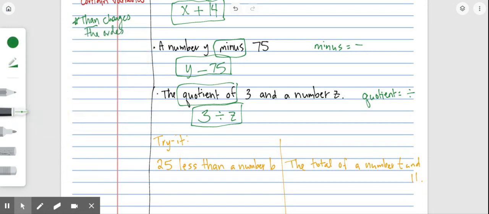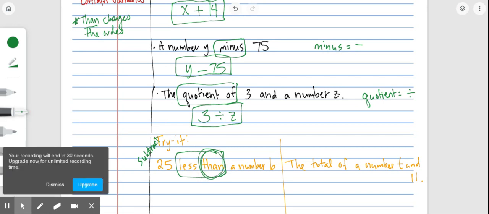Okay, hopefully you've come back by now and you're ready to go over it. So the keywords in this first one, 25 less than a number b, is less than. So I know that less than means subtract. Okay, so I know I'm going to have subtraction. But hey, just like in that first example problem I gave you, this one has the word than, which means we switch the order. So b goes first. So we start with b and subtract 25. This should be your answer.